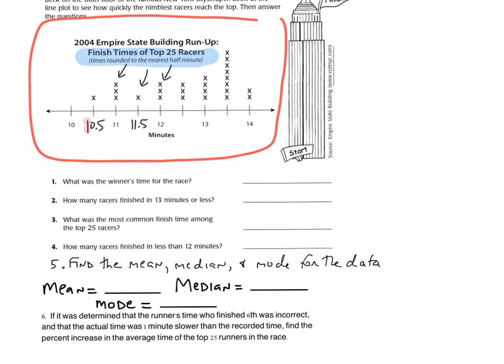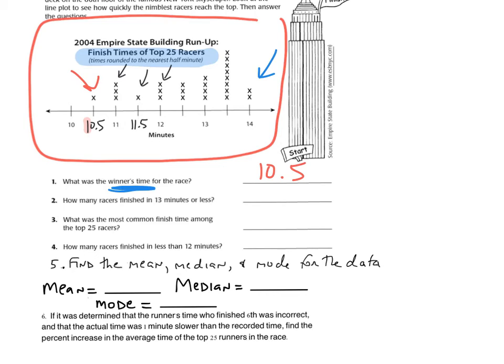And it says for the first one, what was the winner's time for the race? Well, a lot of times students get this question incorrect because when you have your data values, it looks like the biggest data value would be 14. Actually, there's 2 runners who finished in 14 minutes. But we want to know the winner's time, and the winner is the runner who got up to the top of the building the fastest. So here we want to look for the smallest data value, or 10.5. So I didn't even have to enter the data into my calculator to figure out the winner's time.